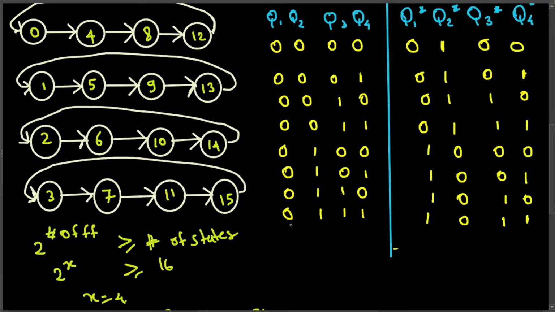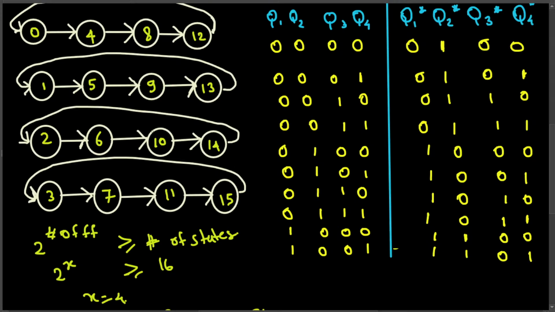So if it's 8, 1 0 0 0, what's the next state? That is 12, that is 8 plus 4, 12, 1 1 0 0. And then if it's 9, 1 0 0 1, what's going to be the next state? That's 13. 13 is 8 plus 4 plus 1, 1 1 0 1.